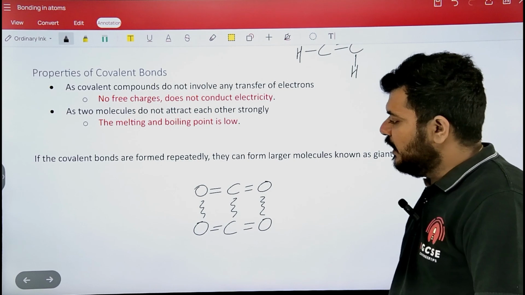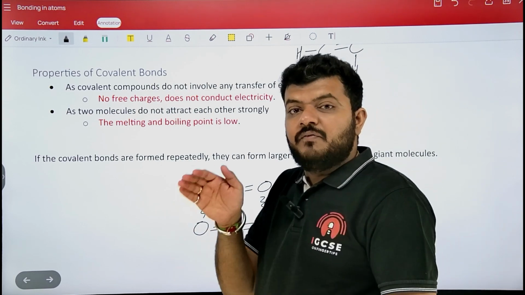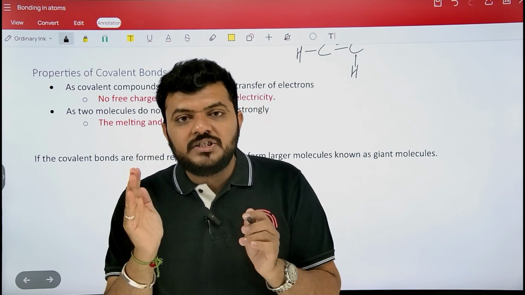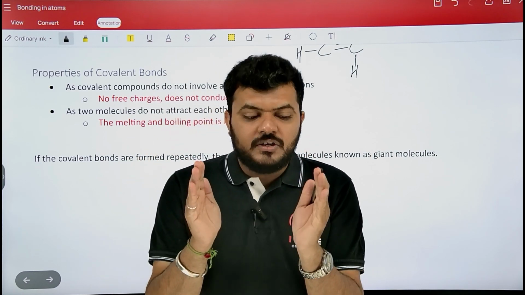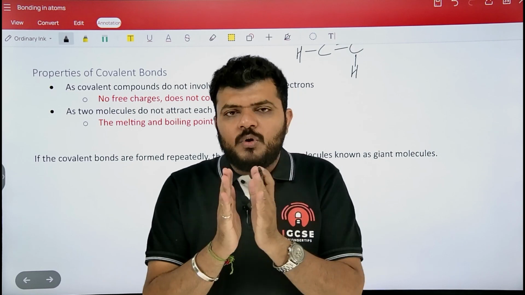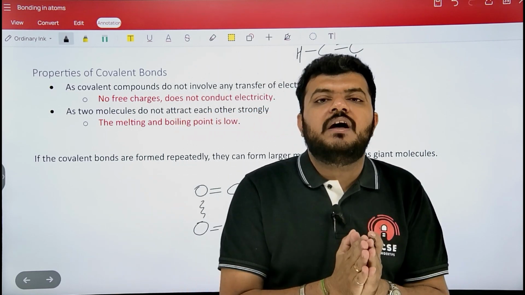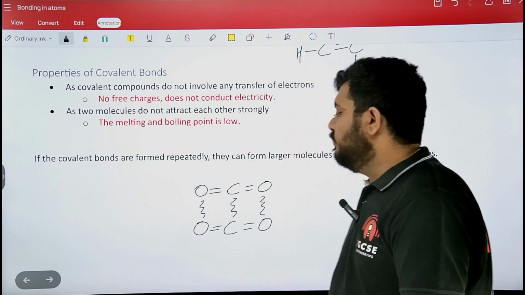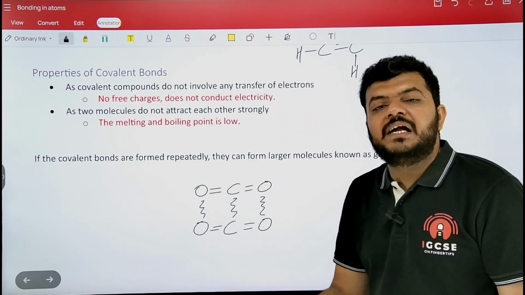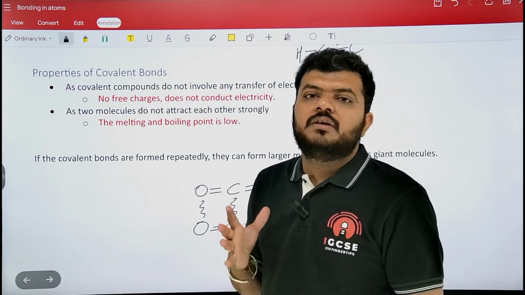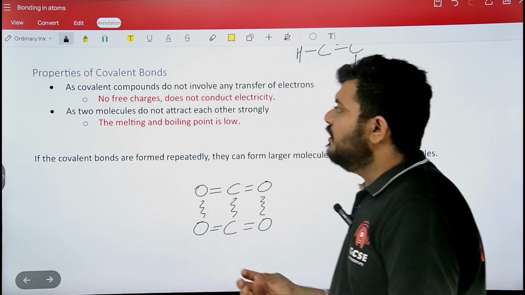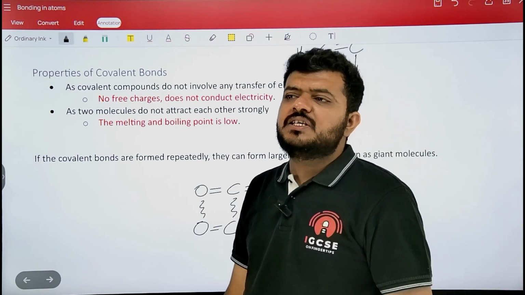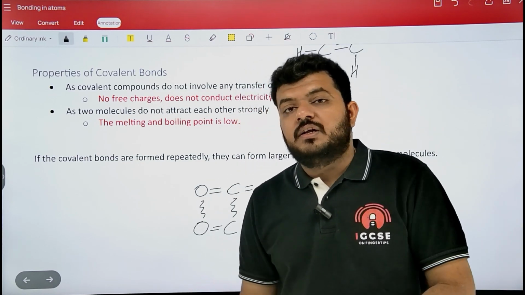I'll repeat this again. The attraction between one molecule of carbon dioxide and the other molecule of carbon dioxide is very weak. They don't want to come together, right? They don't have attractive forces. There are no charges involved, because of which they have very low melting and boiling points, right? Then they are generally gases. Covalent compounds that we will come across are generally gases or liquids.